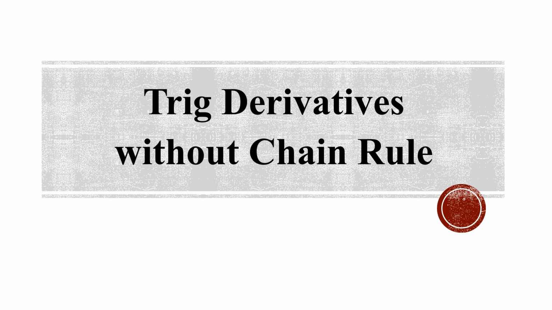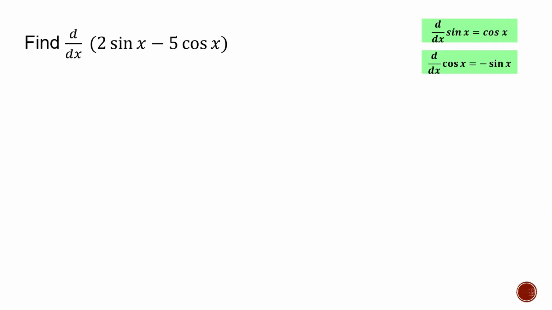In this video, we will learn how to find the derivatives of trigonometric functions without using chain rule. I have a lot of examples for you. Let's start with the first one. Here we have 2 sine x minus 5 cosine x. We need to find the derivative of that.